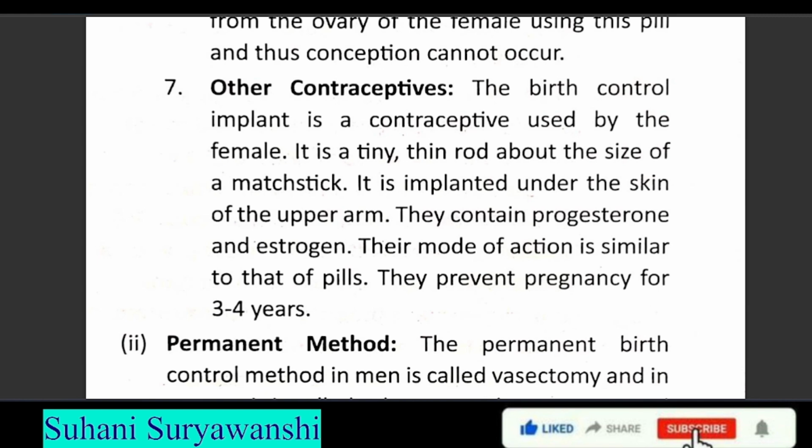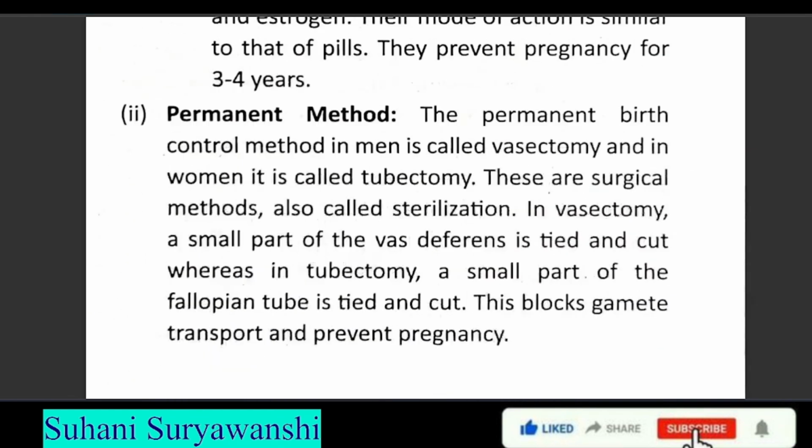Other contraceptives. The birth control implant is a contraceptive device used by the female. It is a tiny thin rod about the size of a matchstick. It is implanted under the skin of the upper arm, and it contains progesterone and estrogen. Its mode of action is similar to that of the pill. It prevents pregnancy for 3 to 4 years.